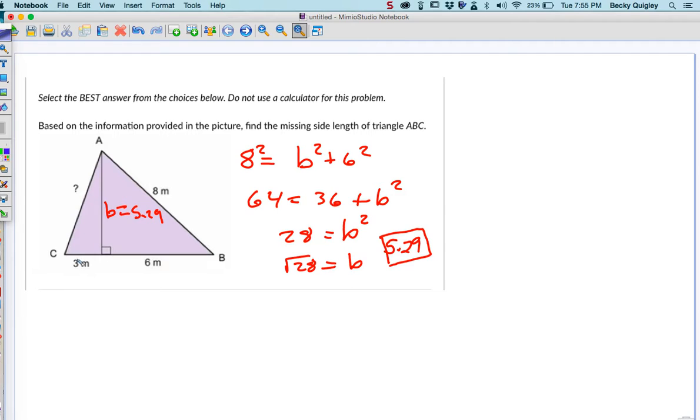and now solve for this side of the triangle using the Pythagorean theorem. And this time let this value be, say, x. So you're going to set up the equation. X squared is equal to 3 squared plus 5.29 squared. So then you would go ahead and solve that for x, and that would answer that question.